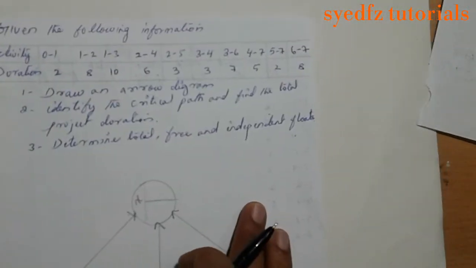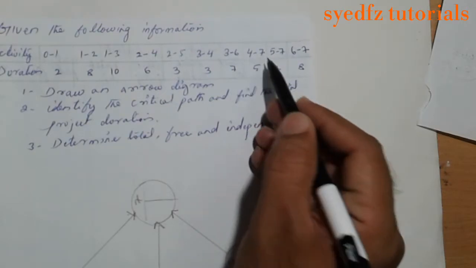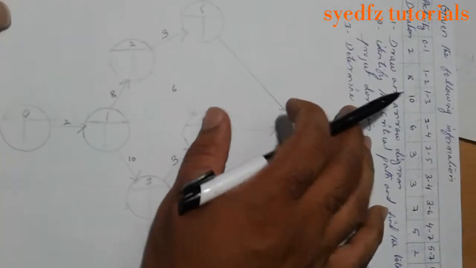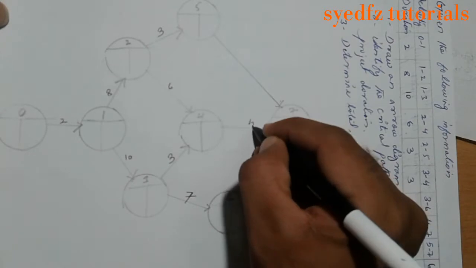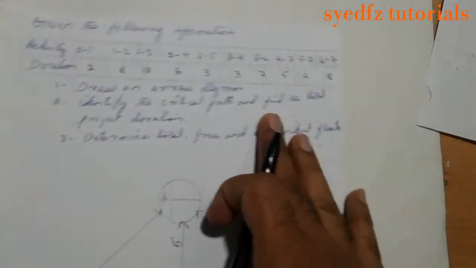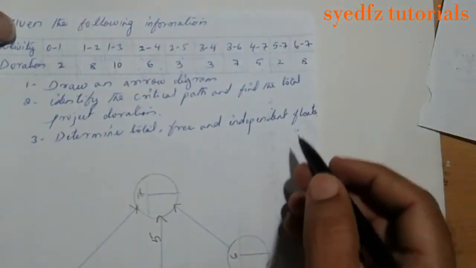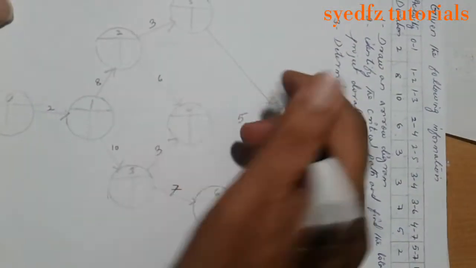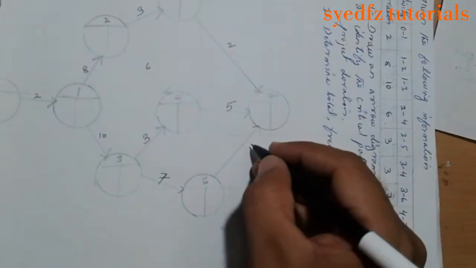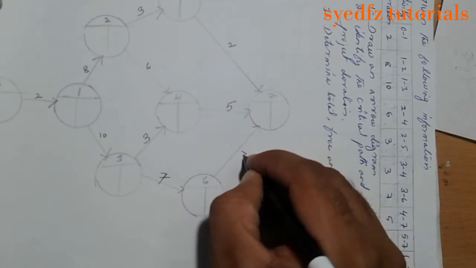Next, 4 to 7 is 5. 4 to 7 is 5. Next, 5 to 7 is 2. 6 to 7 is 8. 5 to 7 is 2. 6 to 7 is 8.